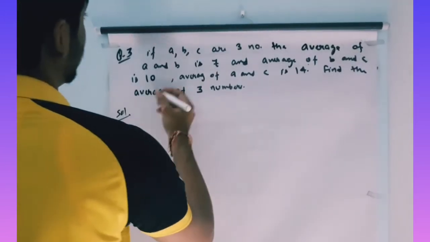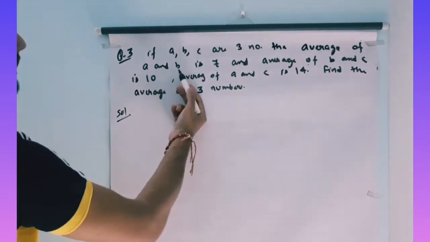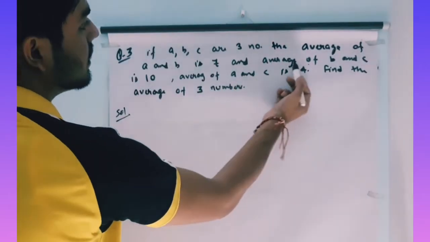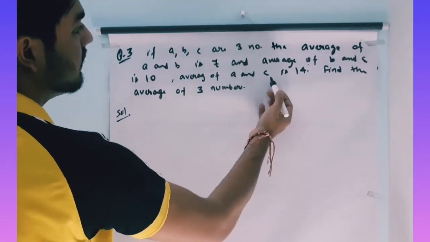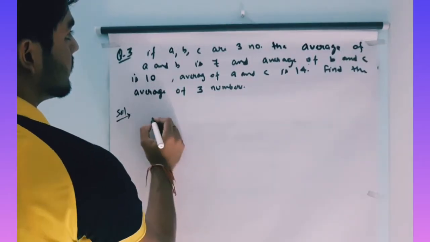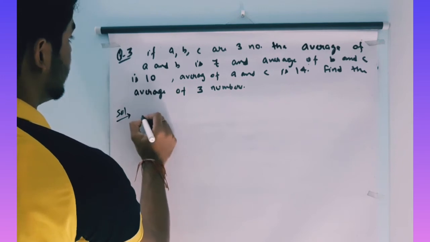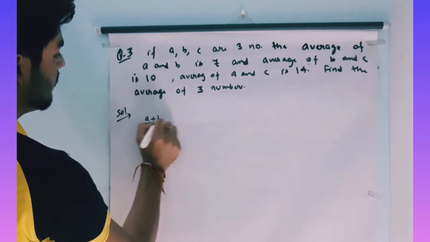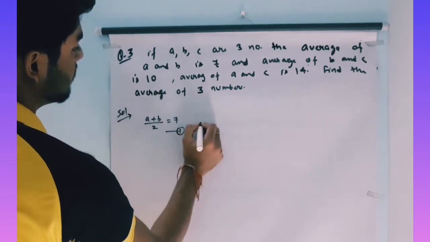Our next question, question number 3. If A, B, C are 3 numbers, the average of A and B is 7 and the average of B and C is given as 10 and the average of A and C is given as 14. Find the average of A, B, C. First, according to question, average of A and B, A plus B divided by 2 is given as 7, equation number 1.